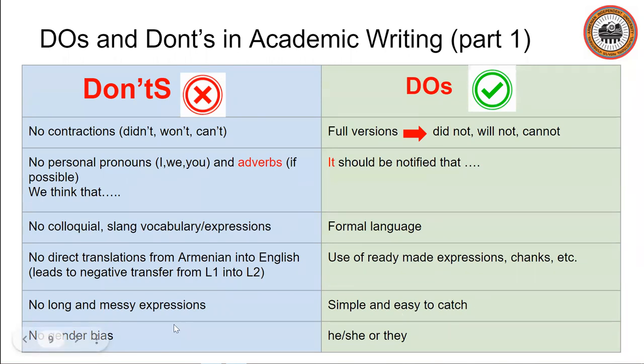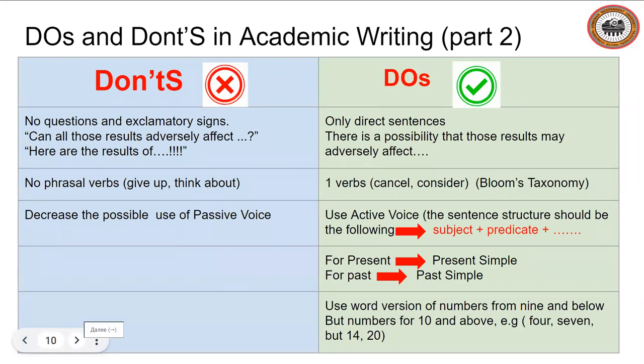Let's move ahead with the second slide. Okay, here it works. No questions and exclamatory signs. Guys, it says that when you need to write in academic writing, it's not appropriate to use exclamatory signs or questions. In other words, when you want to say something similar, you need to paraphrase it and make it a direct sentence. Let's consider the example together. "Can all those results adversely affect?" becomes "There is a possibility that those results may adversely affect." So I get rid of the question mark, and I have a direct sentence.